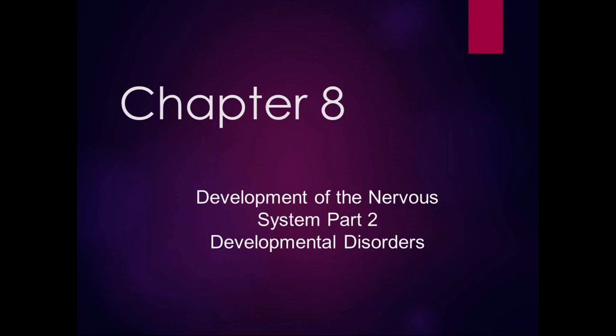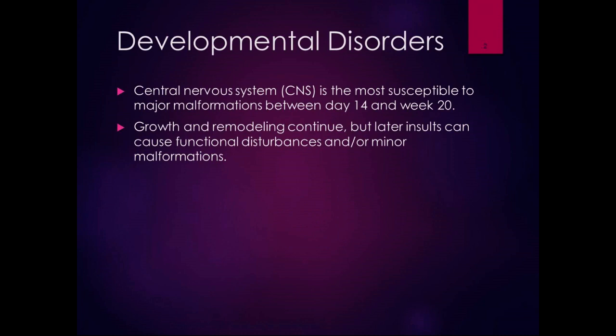So we talked about the normal development of the nervous system, and now we're going to talk about developmental disorders. So this is important. The central nervous system is most susceptible to major malformations between day 14 and week 20. Growth and remodeling continue, but later insults can cause functional disturbances or minor malformations. So that's something that you should know. Major malformations of the nervous system occur before week 20, and minor malformations occur after week 20.